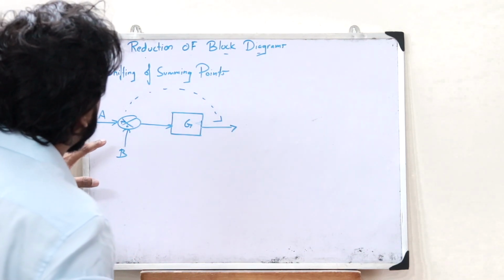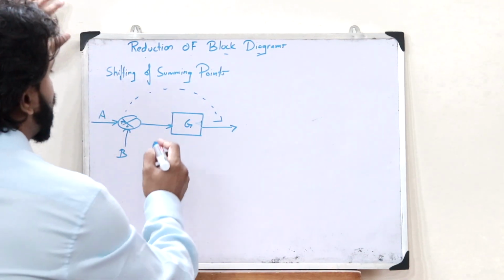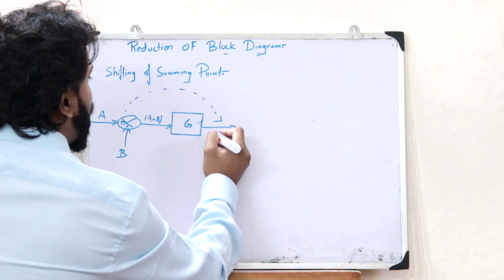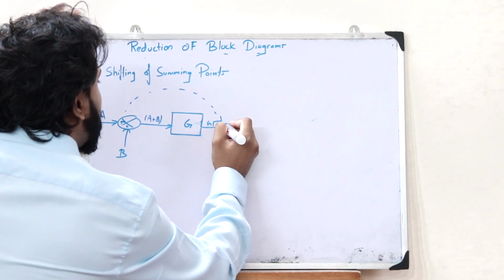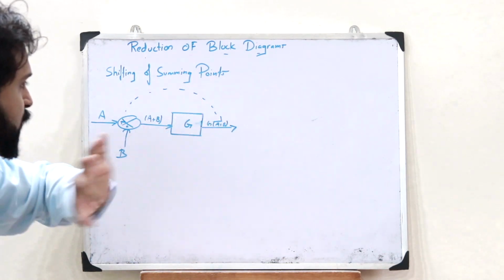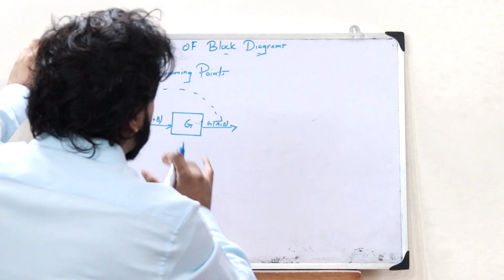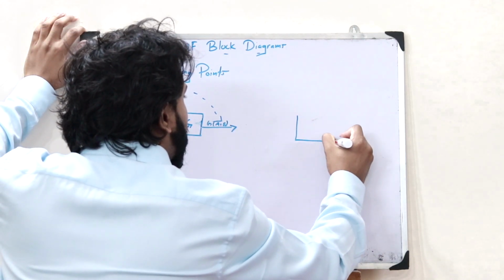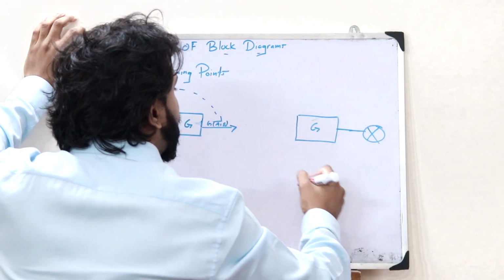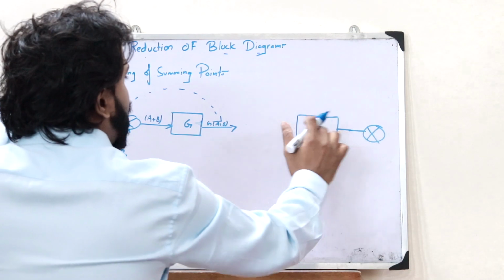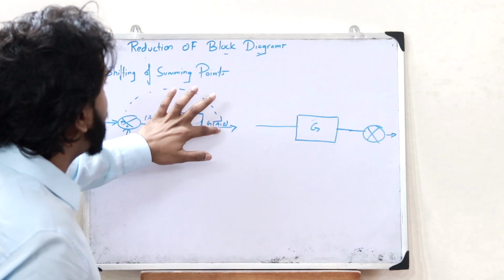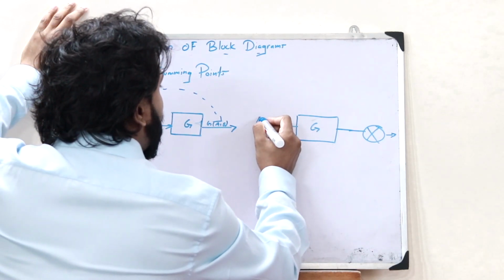So here what we observe is that this would be A plus B. Upon going through this particular block, we would get G into A plus B. So now we have this over here. Let us now shift this summing point to this particular side of this block G. So what we observe is that here we will have G like this, and here we will have a summing point. That is, this summing point has been shifted to here. So now the output over here must be equal to A plus B into G. So let us assume that the input over here is A.